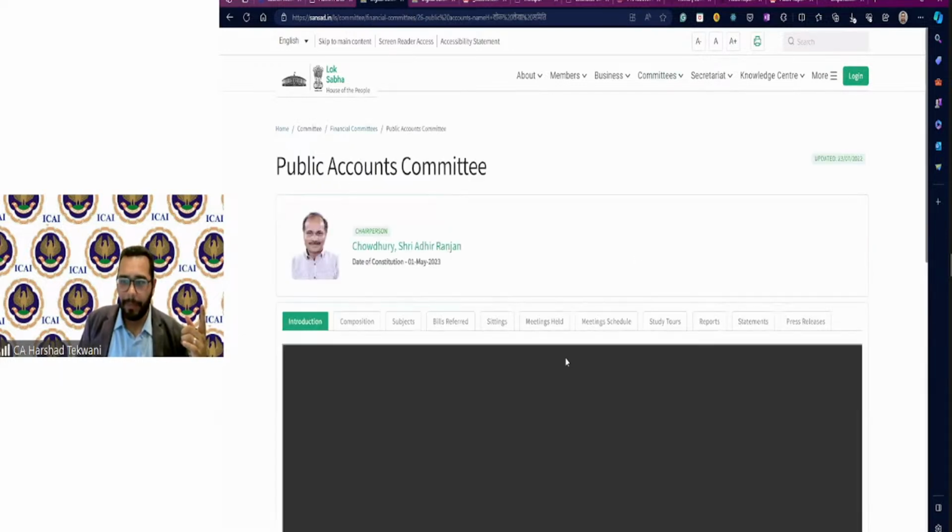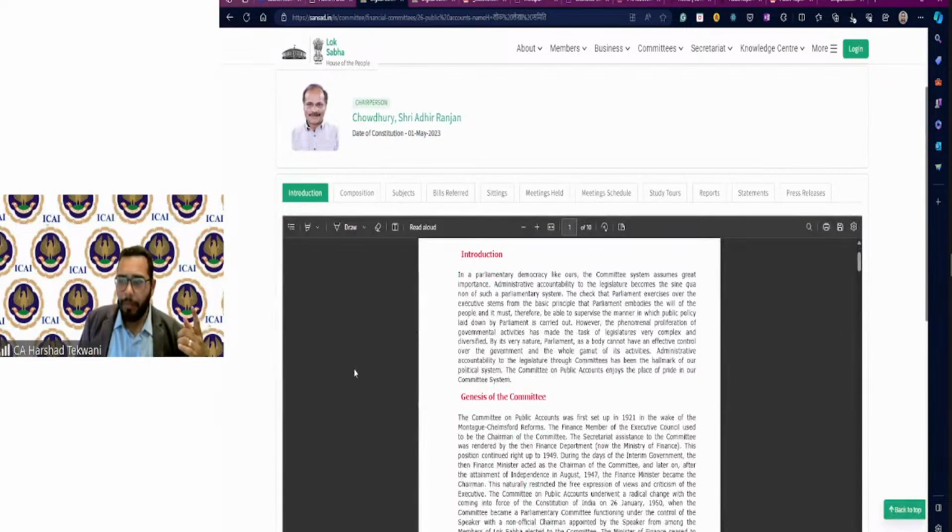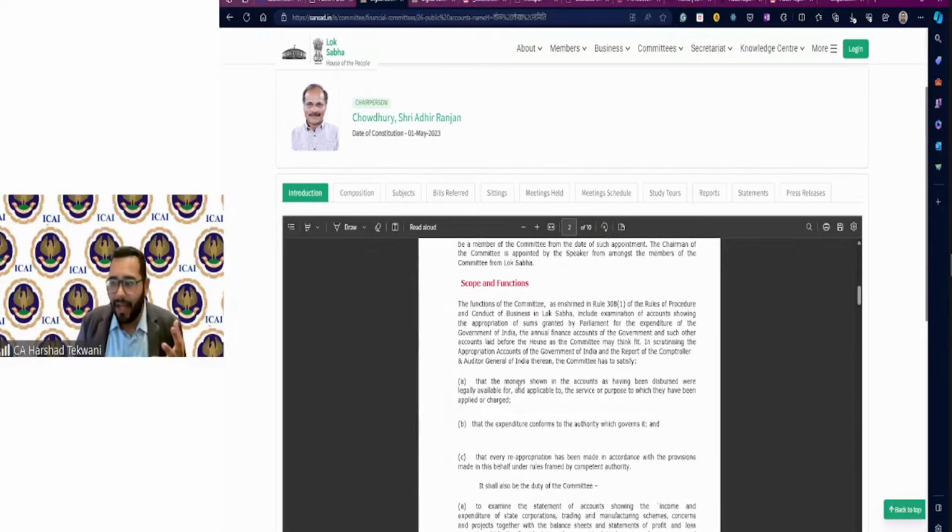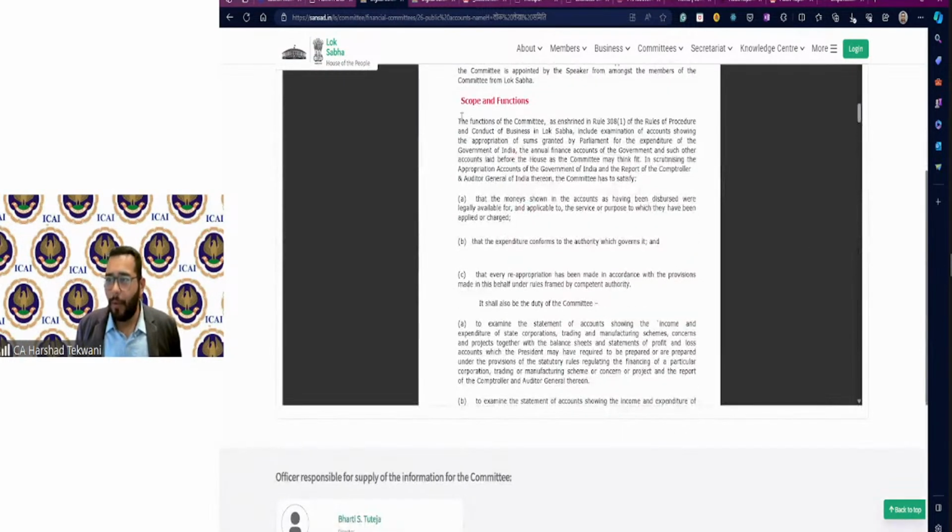Let's go to the public accounts committee. It's a committee that looks into whether the money was dispersed legally on the service or purpose which it was applied for. So, for example, if there is a specific purpose for which the money was supposed to be dispersed to a particular entity, then whether actually it has been dispersed for that or not. Here it is provided the scope and functions of the committee: that the money shown in the accounts has been dispersed and was legally available for and applicable to the service for which it has been applied or charged.